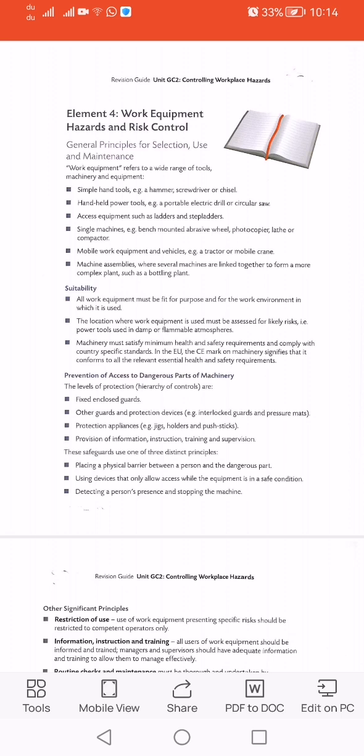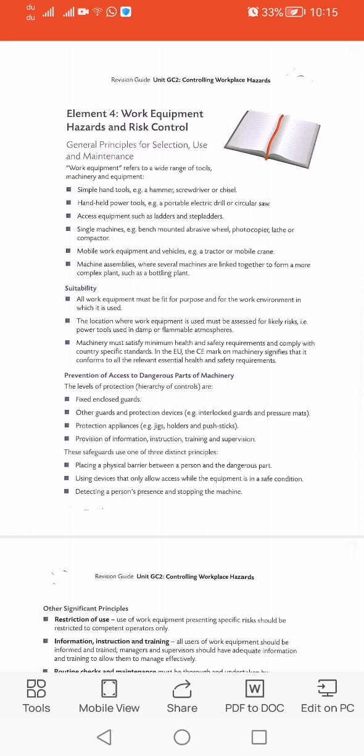Number one, simple hand tools, right? Examples of simple hand tools are hammers, screwdrivers, or chisels. These tools can also cause hazards. Then also handheld power tools. What are handheld power tools? Like a portable electrical drill and also a circular saw. All these things can also be hazards. They can injure or wound someone. So there should be a control measure.